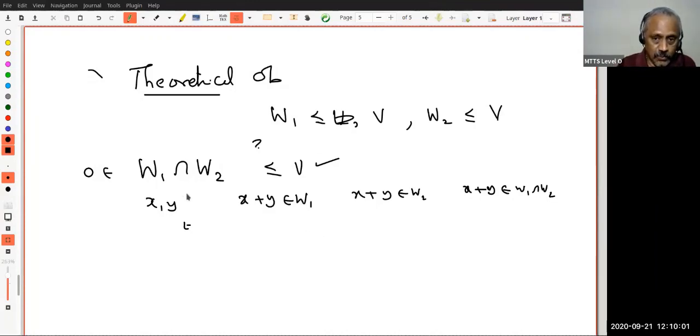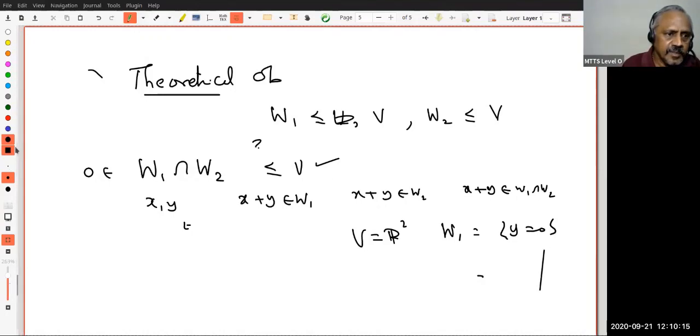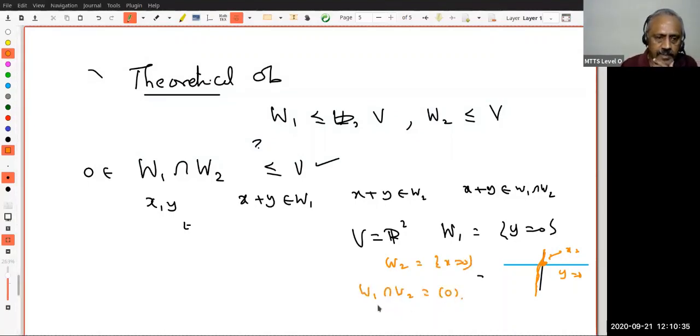It may happen that it is just 0. For example, take V equal to R2. Take W1 to be the line y equal to 0. This is the x-axis. Okay, let me use a different color. And the other one is the y-axis. This is y equal to 0, this is x equal to 0. Their intersection is only this point, so W1 intersection W2 is 0. But in any case, the intersection is a vector subspace.